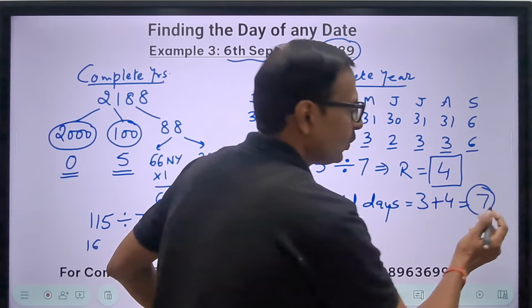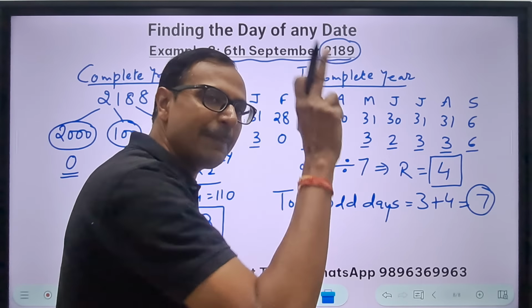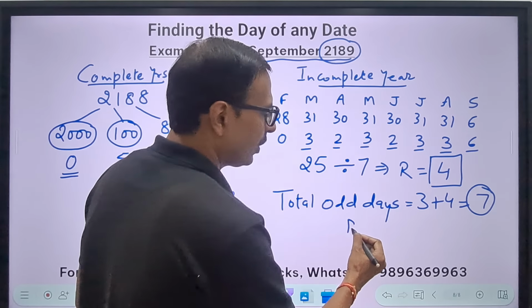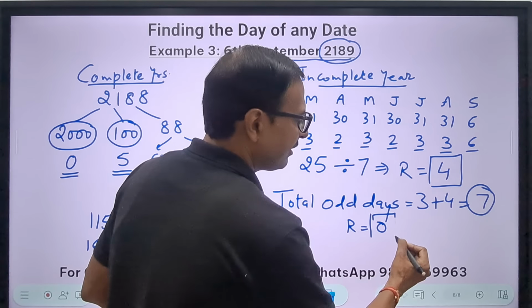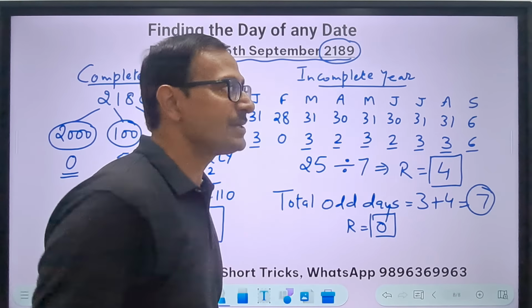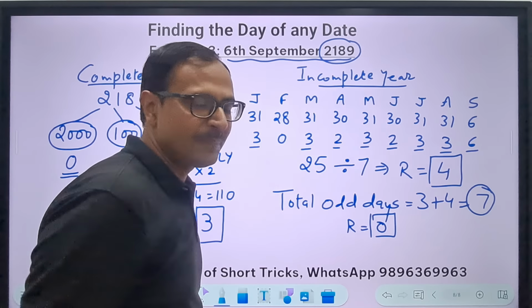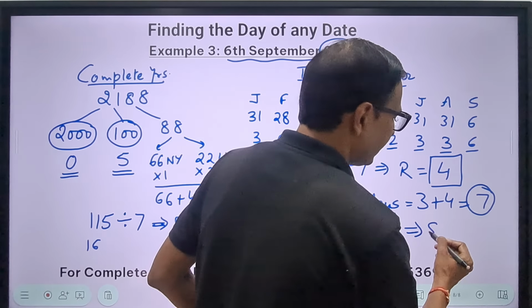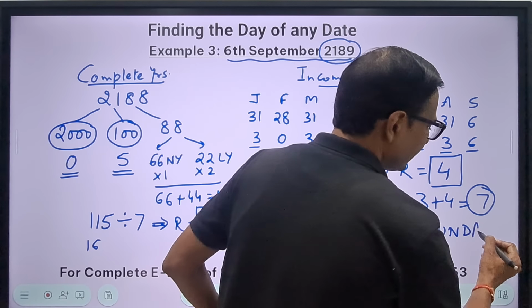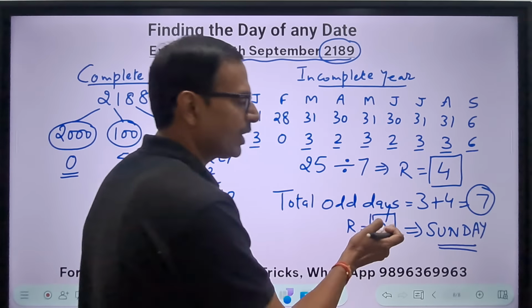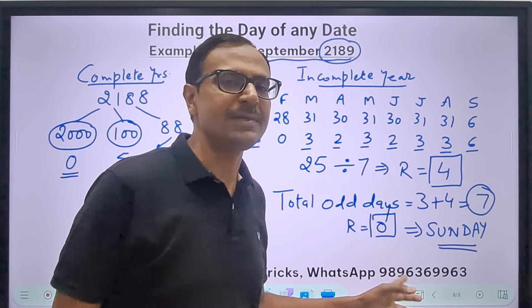And I told you, you can't have 7 odd days. 7 divided by 7 gives you a remainder of 0. And whenever you get 0 odd days in the entire date, it means it is a Sunday. You always start with a Sunday if the total number of odd days is 0.